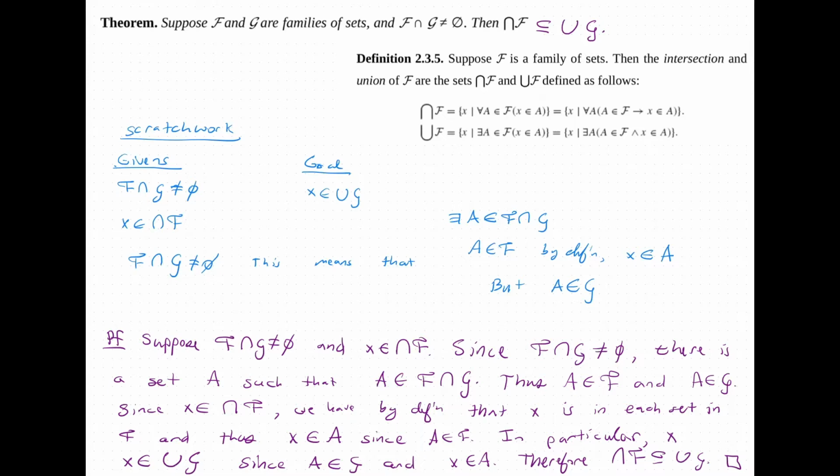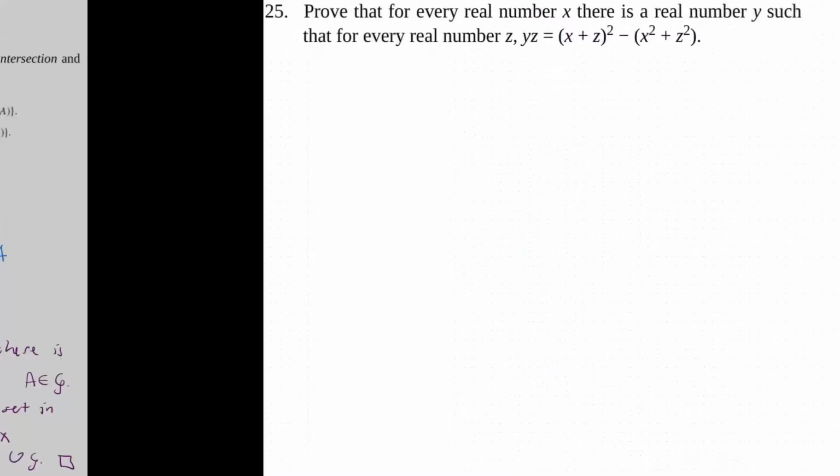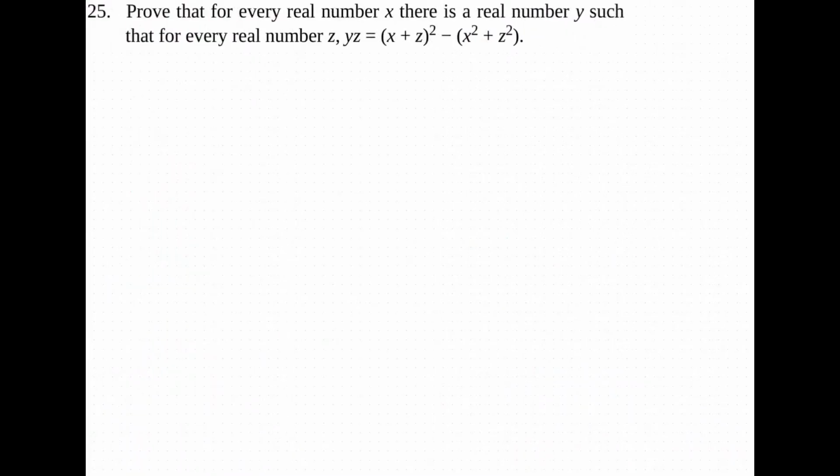And then we proceeded. Another type of proof that we could do, where we have a statement about existence, is the following question, which is exercise 25 from 3.3. In this case, we are being tasked with proving that for every real number x, there is a real number y, such that for every real number z, yz is equal to (x plus z) quantity squared, minus (x squared plus z squared). And so now, the key thing for this one is that we have for all x, there exists a y, such that for all z, and then we have the given statement here.